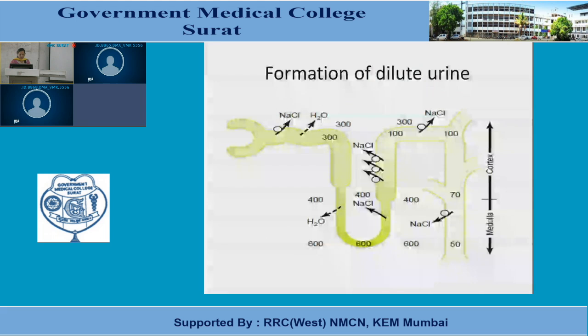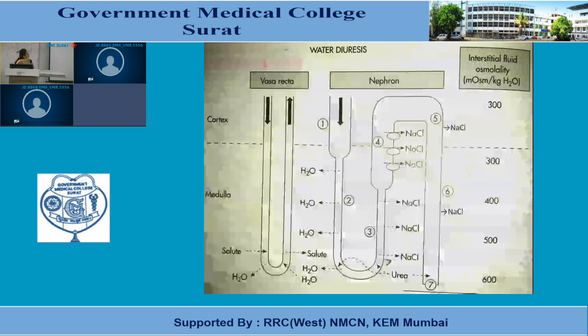Now we go to the formation of dilute urine. So this is a process of water diuresis. Now you can see the vasa recti as well as the nephron. So in this slide, you can see that at the one, where the one mark is there, the filtration of the plasma osmolality will be about 300 milliosmoles.